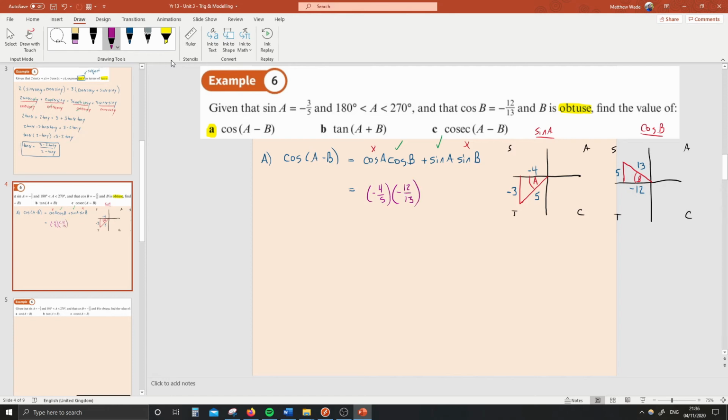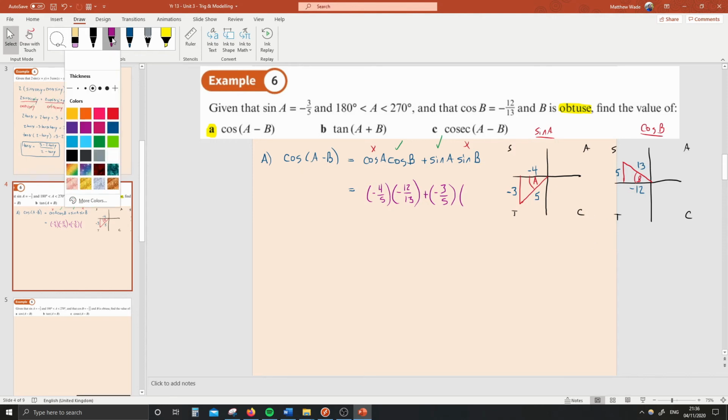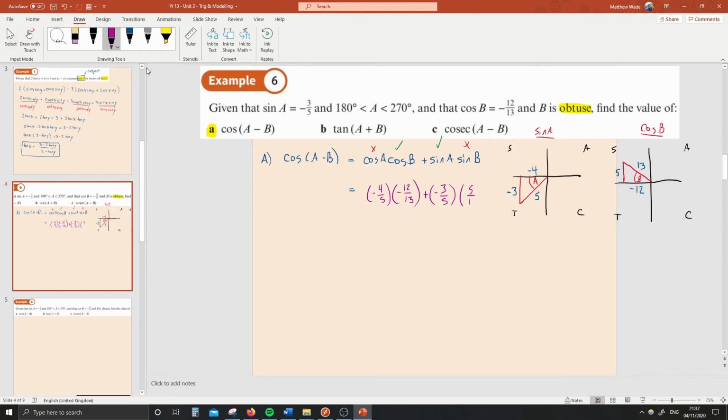Beautiful. Happy days, eh? And actually, that's even given in the question. Then sine of A is going to be minus 3/5 from the picture, and from the question. And sine of B, the one that wasn't from the question, that's this one on the right. Sine of B is 5/13. So that's it, 5/13. Now all you're going to do is put that into your calculator.